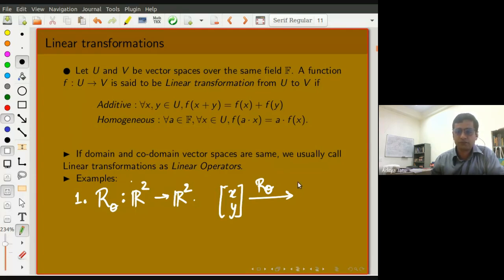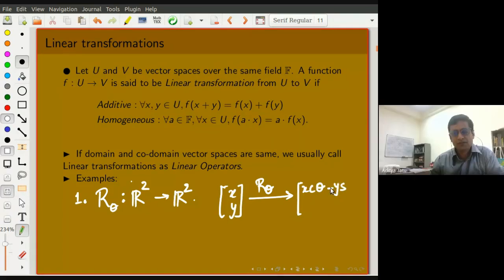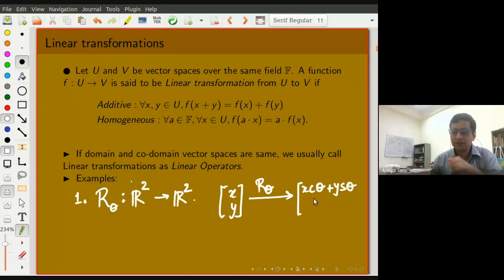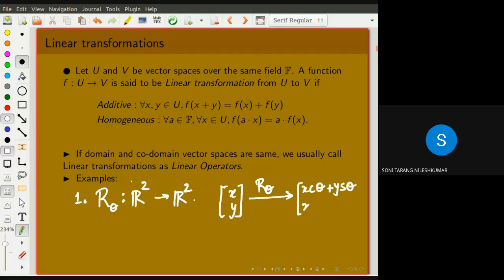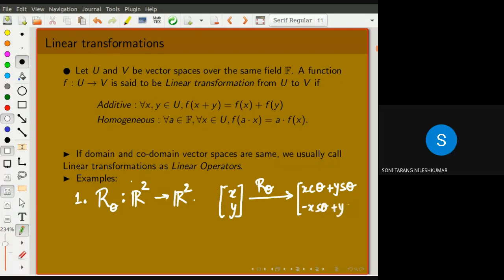It goes to x cos theta minus y sin theta. Minus or plus? Plus y sin theta would make both the same, so it's minus. And then the second coordinate is x sin theta plus y cos theta.